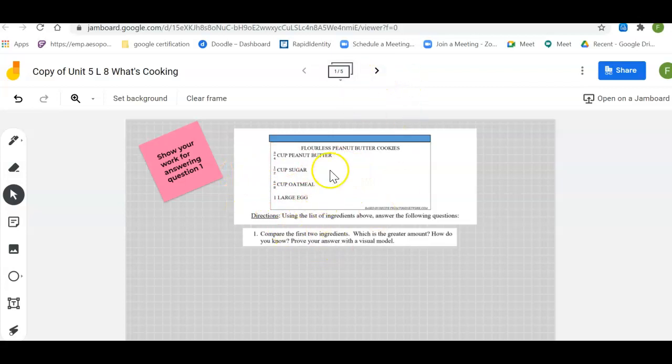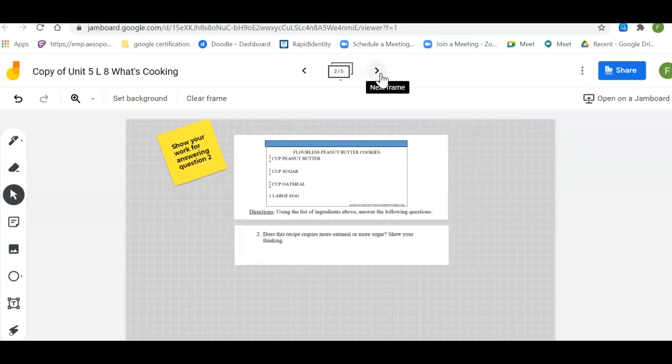You would just go through, and the questions are at the bottom. We got directions right here. So using the list of ingredients above, answer the following questions. The first one, compare the first 2 ingredients. Which is the greater amount? How do you know? Prove your answer with a visual model. So this is just a continuation of our recipe from earlier. And you can answer that on the Jamboard below.